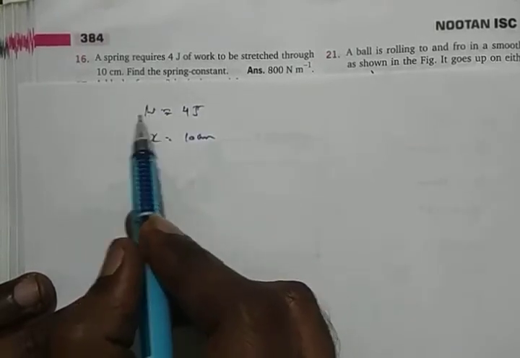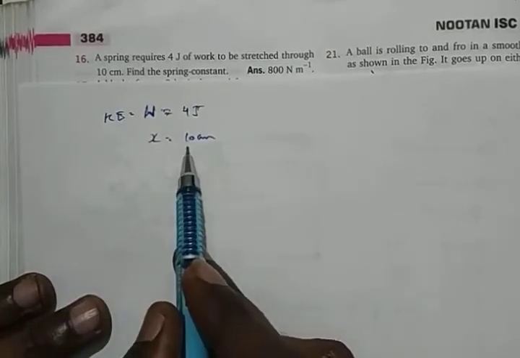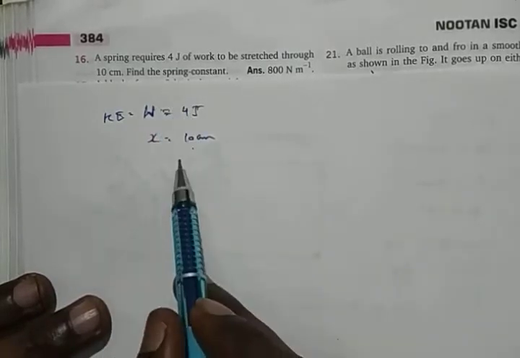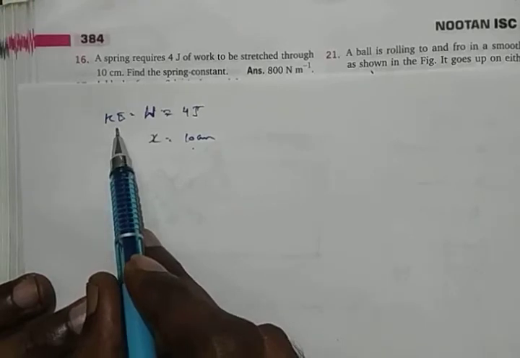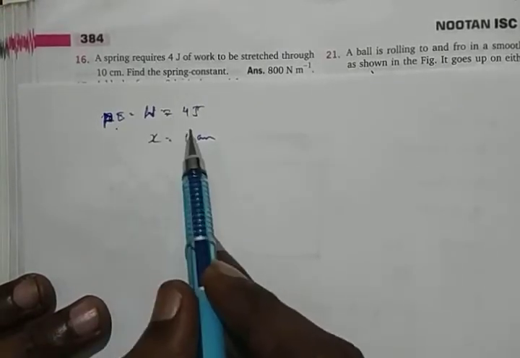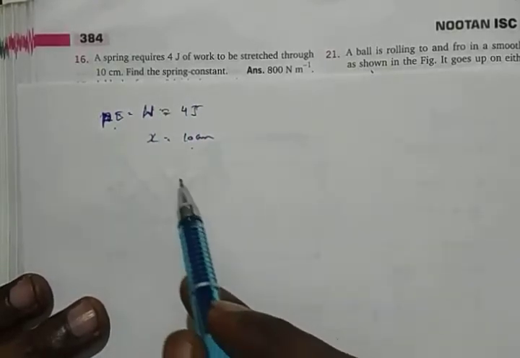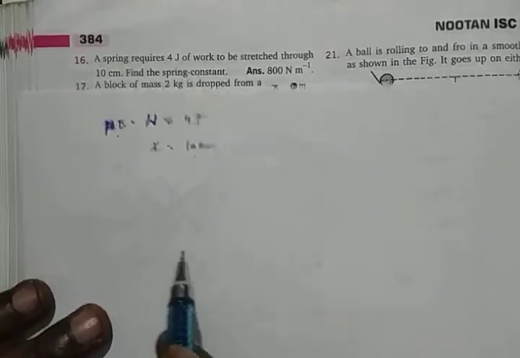Work done is going to be equal to energy, and x is given here. Find the spring constant. What formula will you put? Kinetic energy of the spring or potential energy of the spring? You can say potential energy, not kinetic energy, potential energy. So half kx square is equal to 4 joules. K you need to find out, x is given here. Go ahead, do it. Okay.